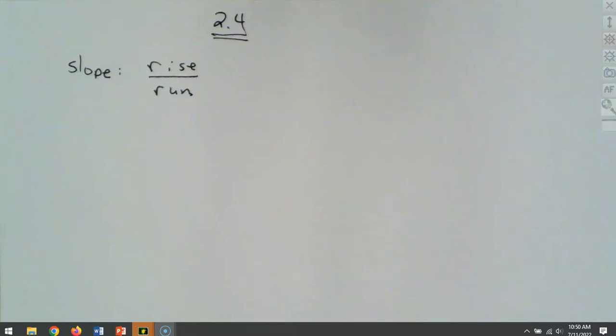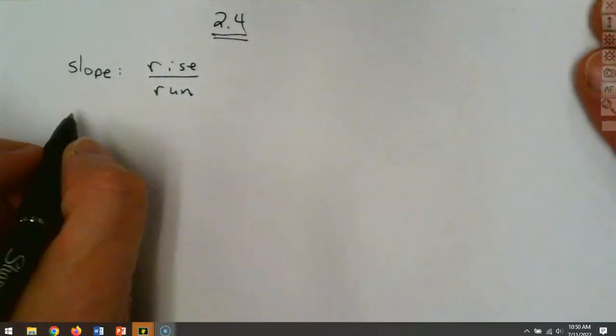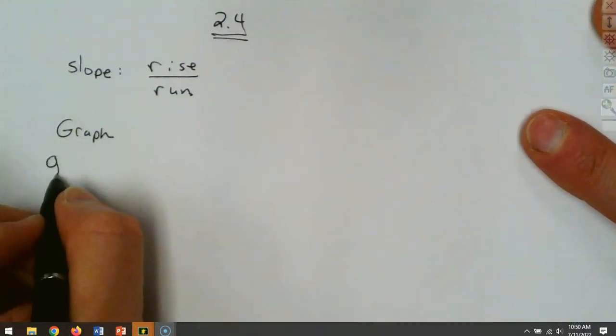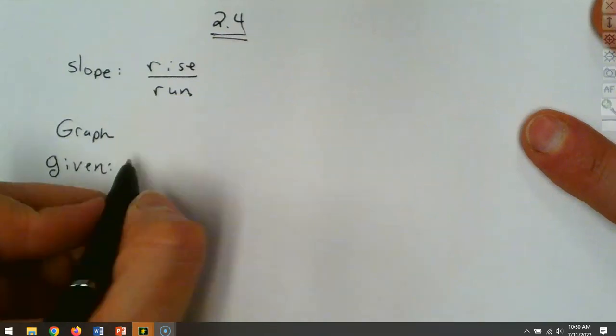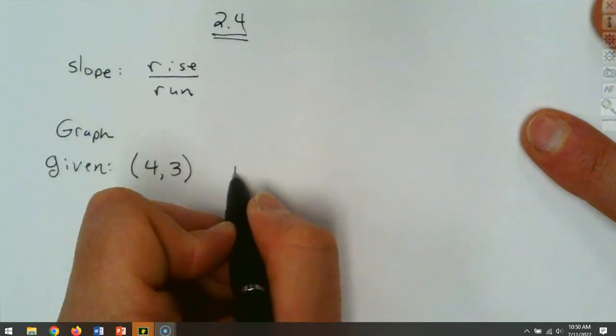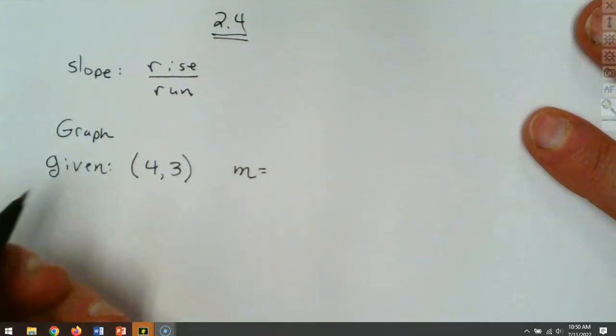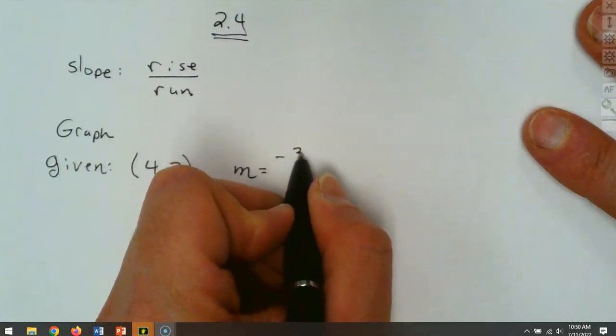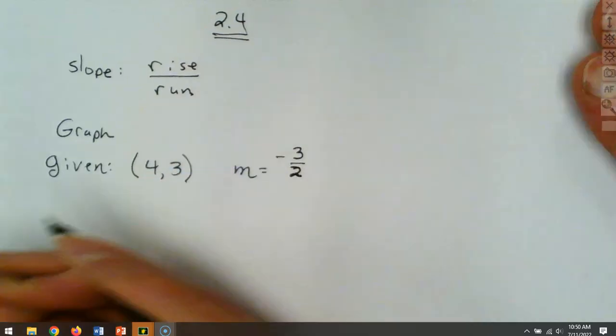But I'm going to right now give you a point and a slope, and I want you to graph this line. So you're going to have a point and a slope. We're going to use this to graph the line. Let's say you're given the point 4, 3, and a slope of minus 3/2.